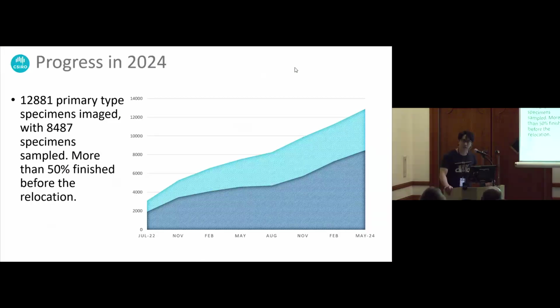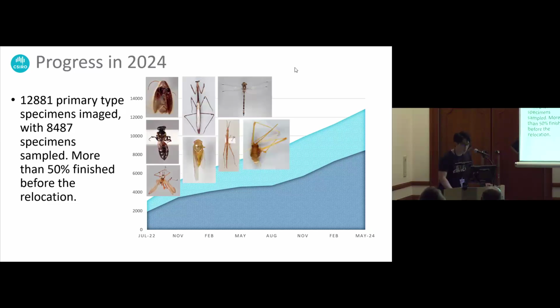And it's still going now, so that's more than 12,881 primary types. That's including the same type series. And that's more than 30,000 images. We're still figuring out how to deal with the data storage and images and that. And that's more than 50% of the type specimens that are on the list.